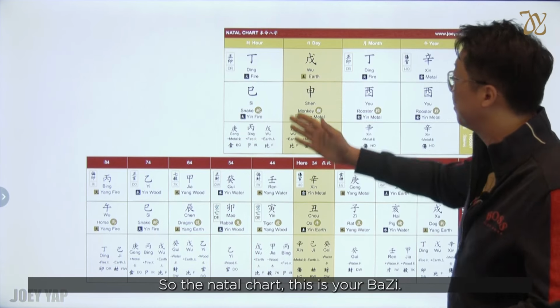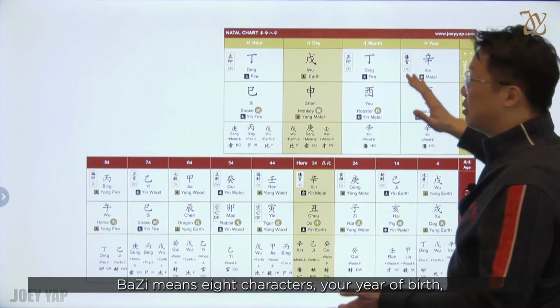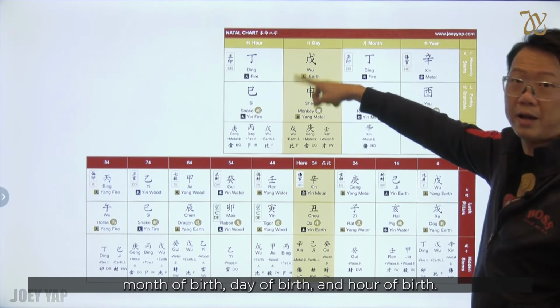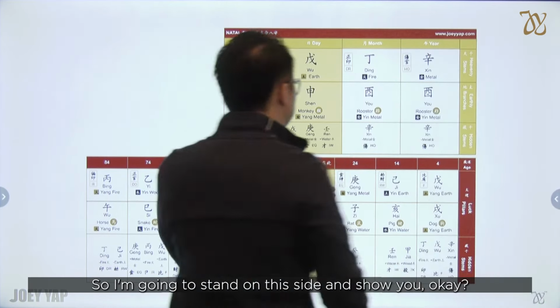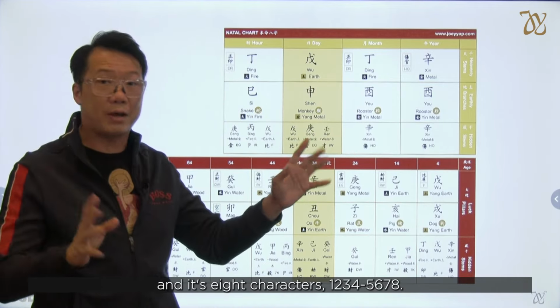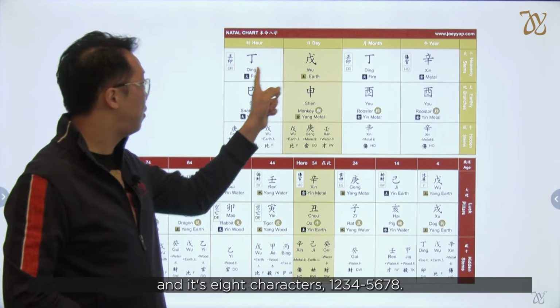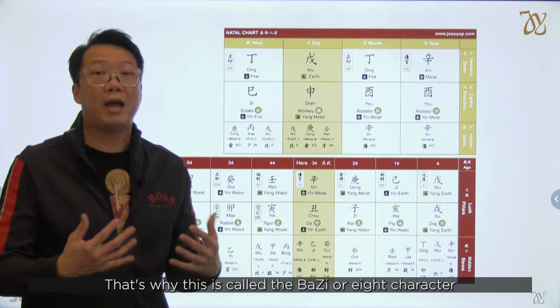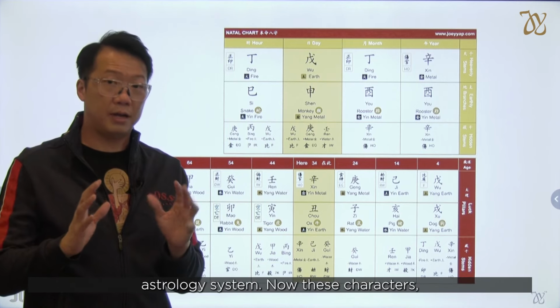So the natal chart, this is your BaZi. BaZi means 8 characters: your year of birth, month of birth, day of birth, and hour of birth. I'm going to start at this side and show you. Year of birth, month of birth, day of birth, hour of birth, and it's 8 characters. 1, 2, 3, 4, 5, 6, 7, 8. That's why this is called the BaZi or 8 character astrology system.